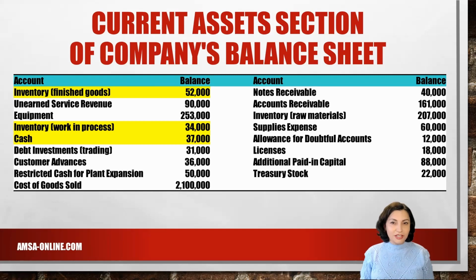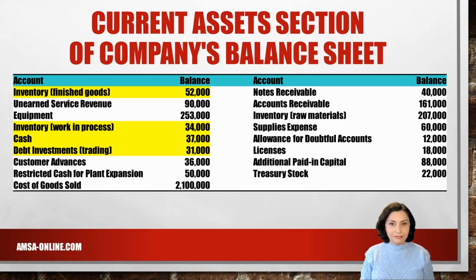The next account is cash with a balance of $37,000. It is a current asset account and will also be included in the current assets section. The next account is debt investment trading with a balance of $31,000. It is a current asset account and will be included in the current assets section.